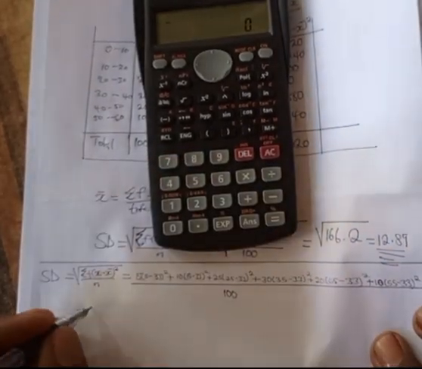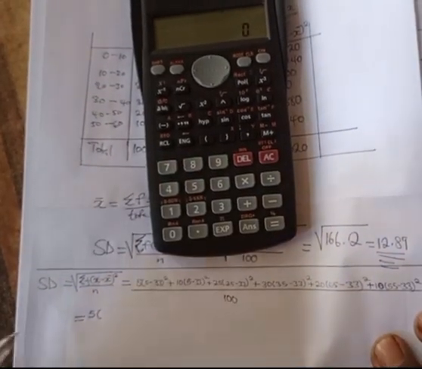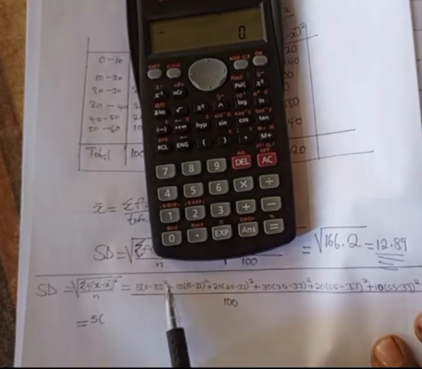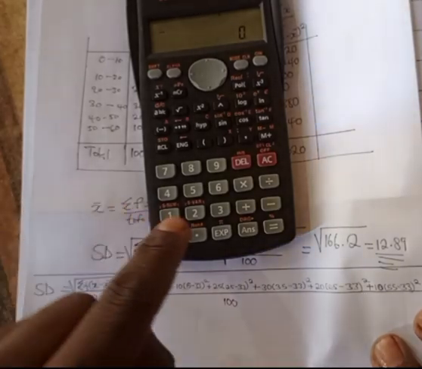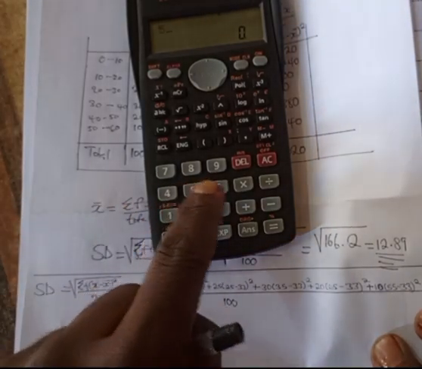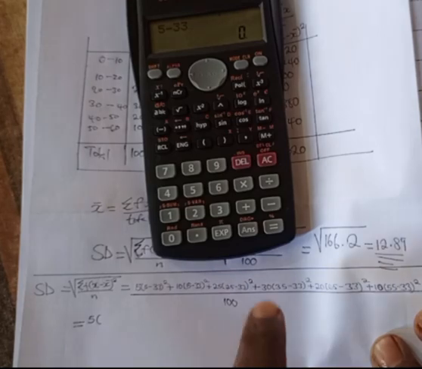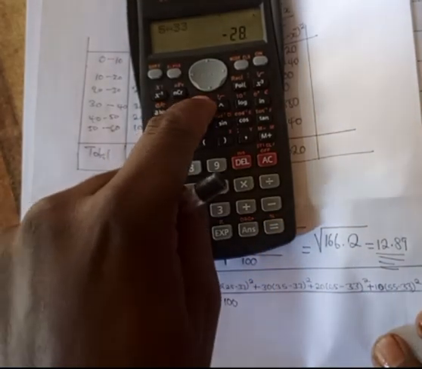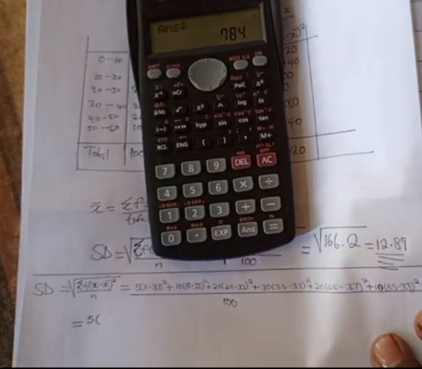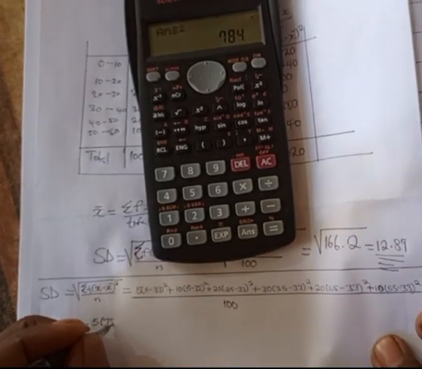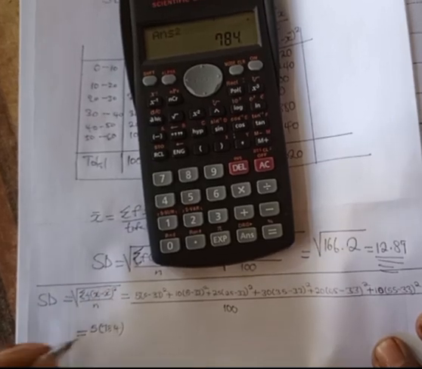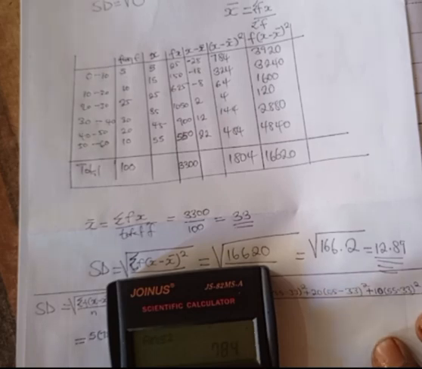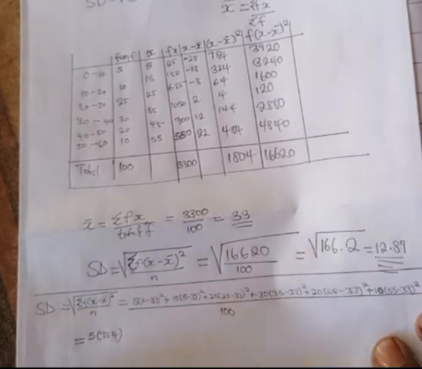So you write the same 5 there. I will repeat it: open bracket, I write my 5 there, minus 33. So I will say 5 minus 33. Then whatever I have, I will square it. So I have 784. The answer I got, I squared it.